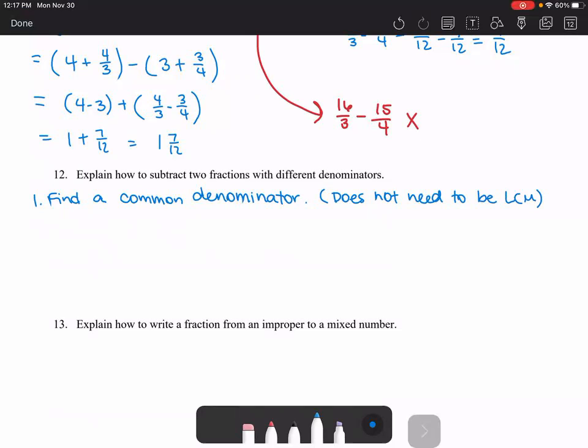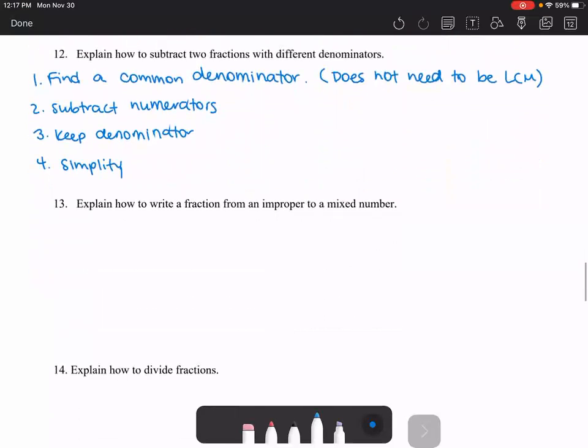So we're going to find the common denominator, and then we're going to subtract the numerators. We're going to keep the denominator. And our last step, always with anything fractions, or really a lot of things whenever we write out these steps, is to simplify. Definitely with fractions, the last step is always to simplify. Okay.